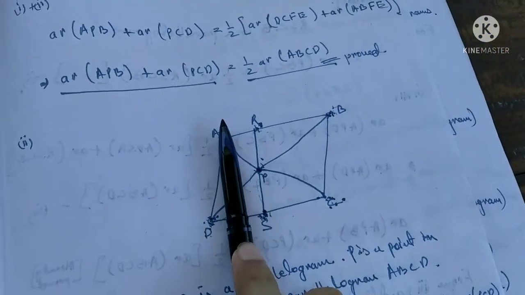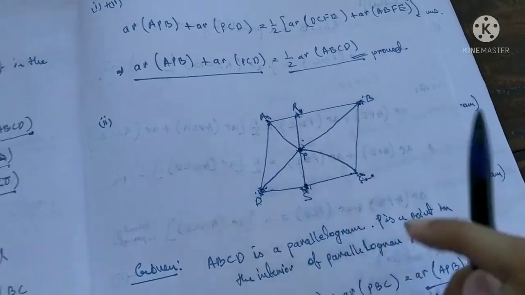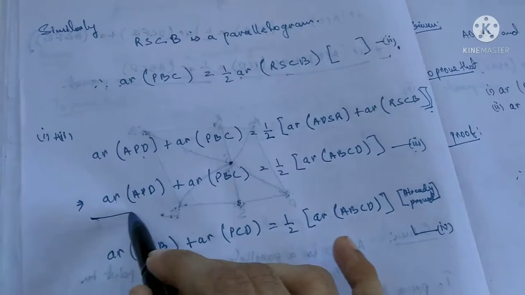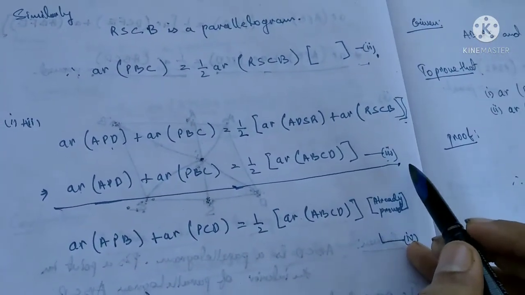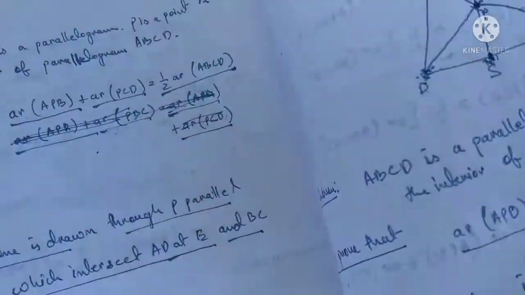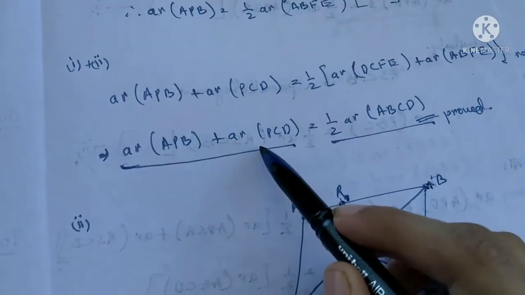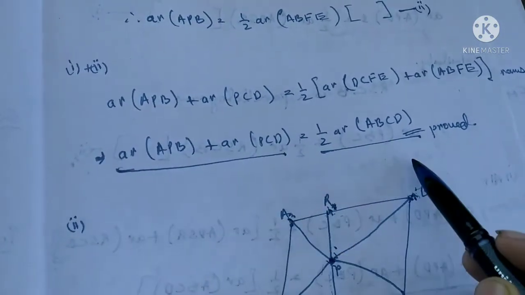Understand? Because this is one parallelogram and this is one parallelogram. Both if I add, then I will get the area of this whole parallelogram. Yes or no? And this will be our equation number 3 after adding. Now you see this is one equation I am getting, and I have already proved this: area of APB plus area of PCD is equals to half area ABCD.